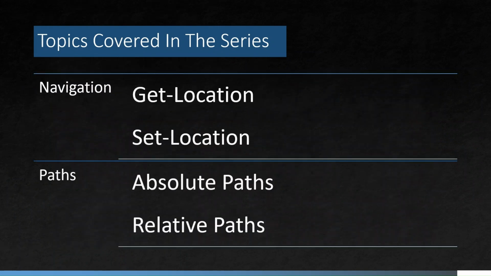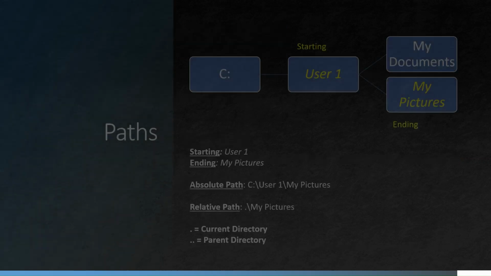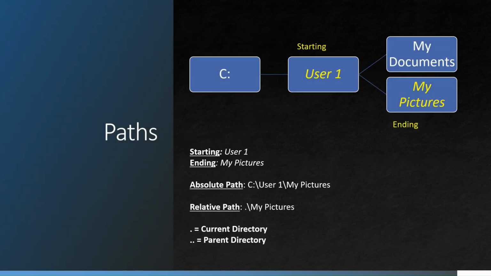So whenever we talk about navigation, this is really just talking about how to specify a folder path. We can see which location we're currently in with get location. We can change from one location to another with set location. And you can do that in two different ways. You can do an absolute path or a relative path. So let's just look at an example on PowerShell here really quick.